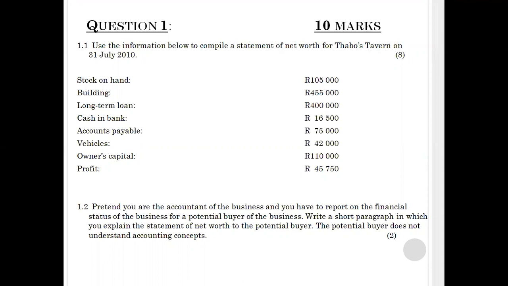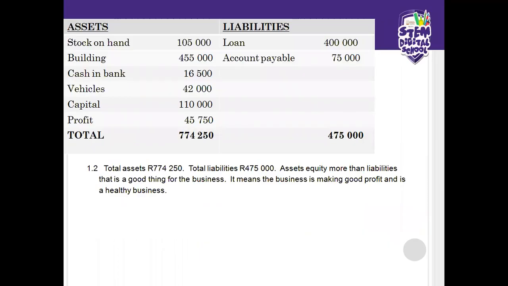Vehicles of 42,000, that's an asset. It has a money value. You can see it, you can touch it. So under assets, vehicles of 42,000, one mark.